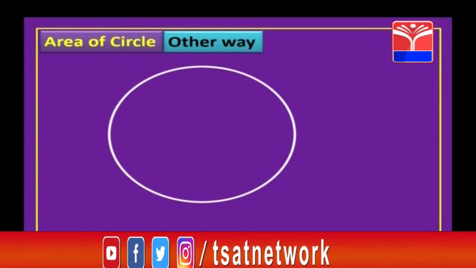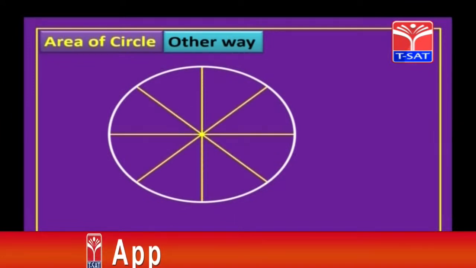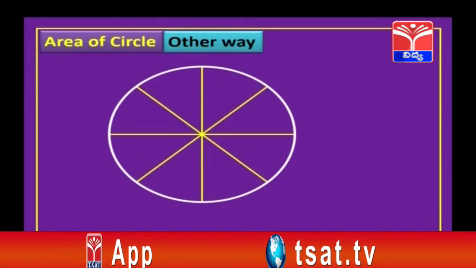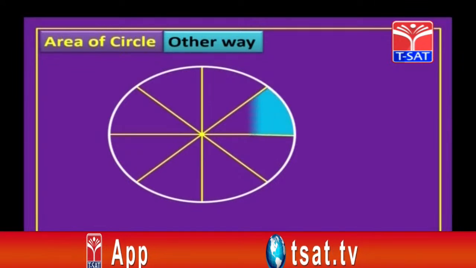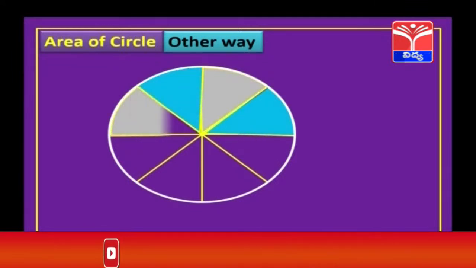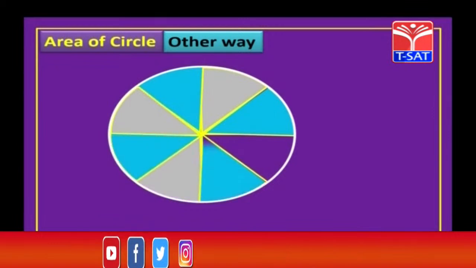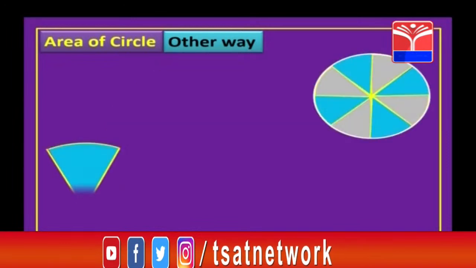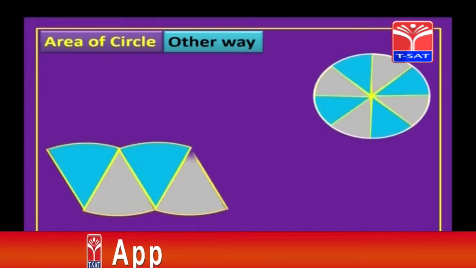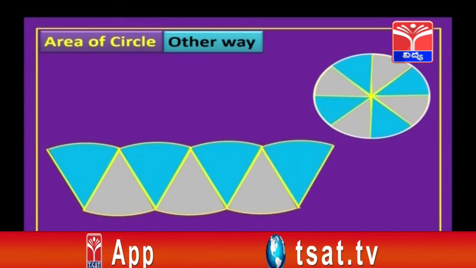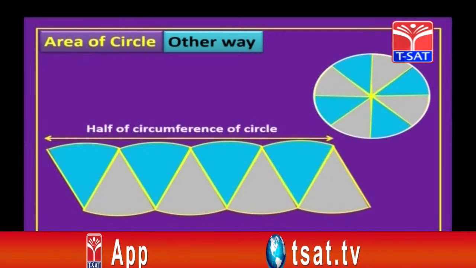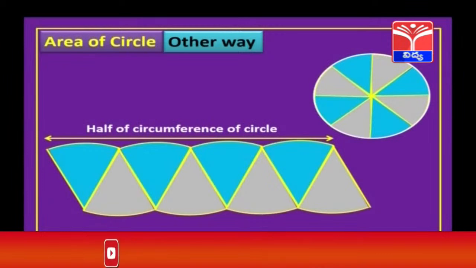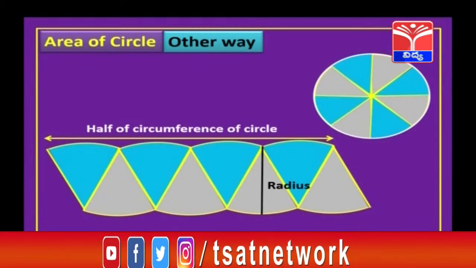So let us take the circle once again. I am going to divide this circle into various parts. You can see here, children, right? So I have divided them into equal parts, and these are called sectors. Okay, children. Now I am placing the sectors as shown on your screen. You can notice that the length is half of the circumference of the circle. Got it, children? And this part which is shown on your screen is the radius of the circle.